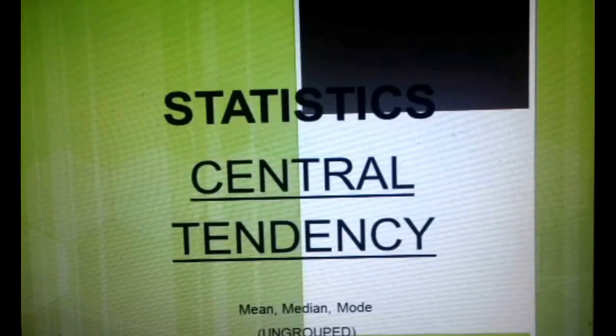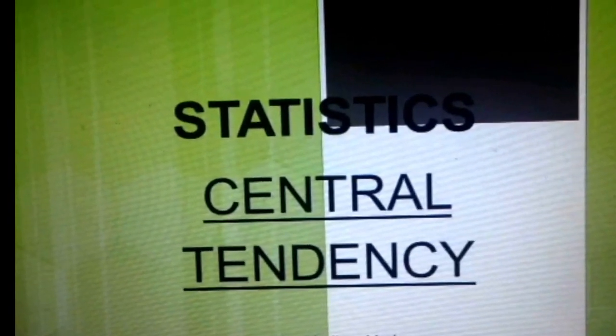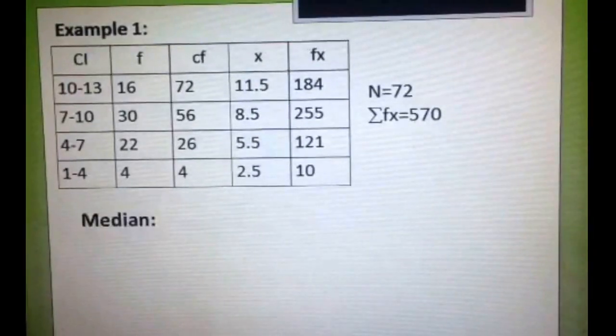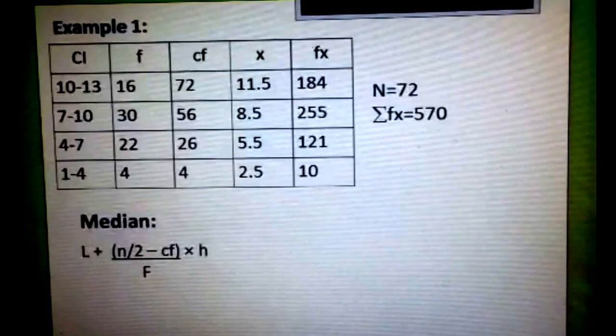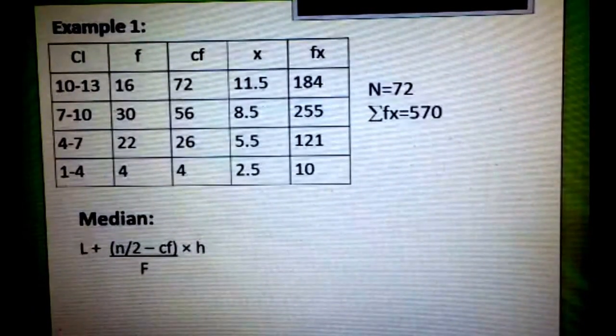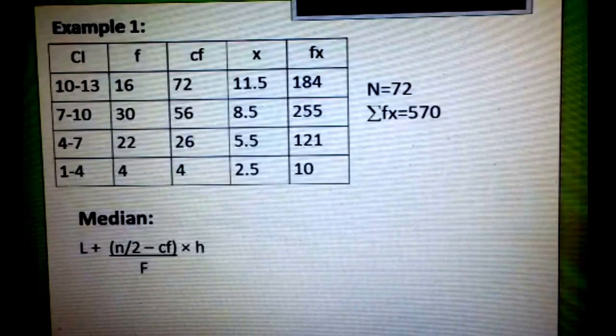Good day, everyone. Today, we are here to discuss a topic on statistics, which is the central tendency: the mean, median, and mode of grouped data. For grouped data, what we need to do is to get the values of L plus quantity n over 2 minus Cf times h over f.